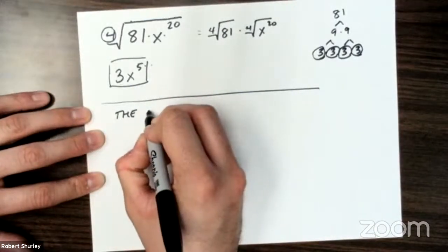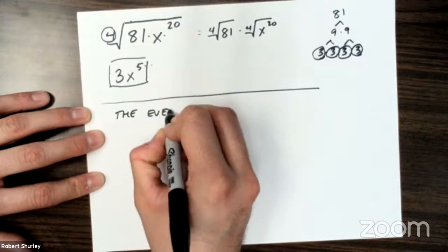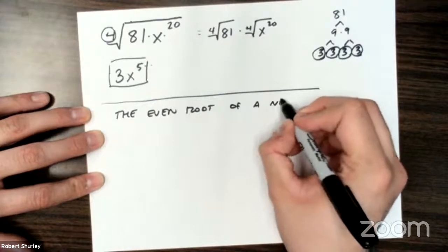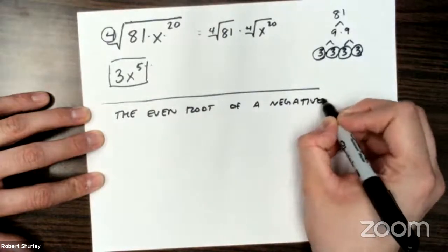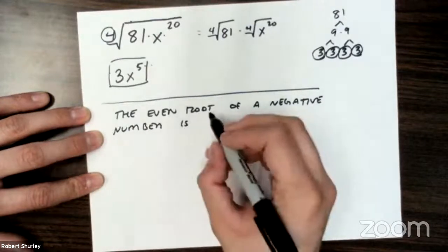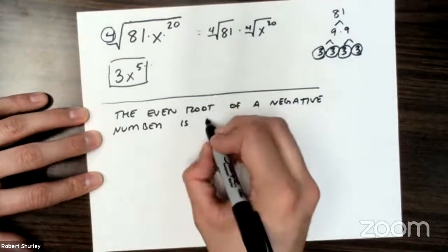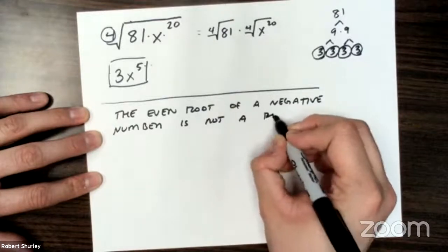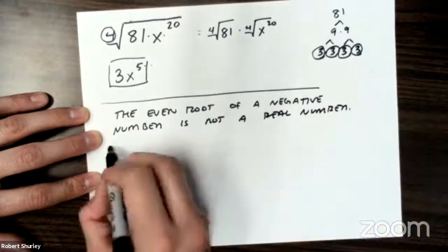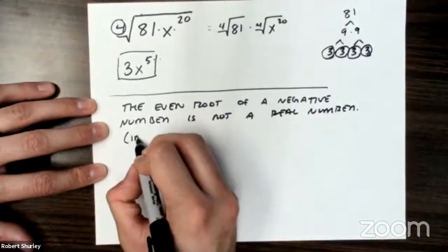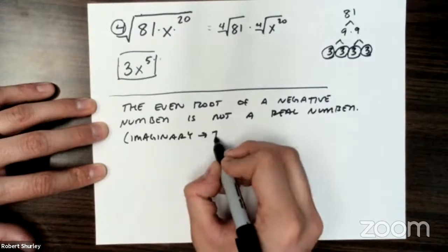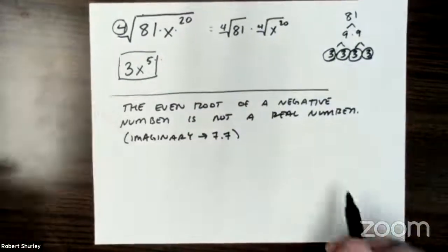The even root of a negative number is, now your book uses "not a real number." Eventually we're going to call this imaginary, or really complex. They're all complex. We're going to talk about this in section 7.7 a lot. So we're going to get there.